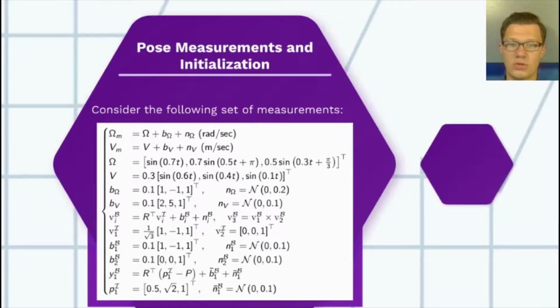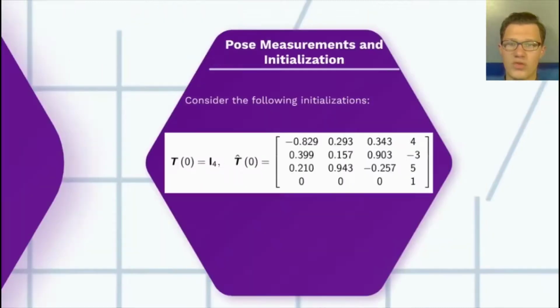For inertial measurement units, we have Vi in the body frame equal to the true value plus bias and noise, such that the value of bias and noise are as given. For the landmark measurement, we have the landmark measurement equal to the true value plus bias and noise. For the set of initialization, in order to start with a large value of error in initialization, we selected the true value of pose to be equal to the identity matrix, while the estimate of pose is equal to this matrix, which is not equal to the identity.